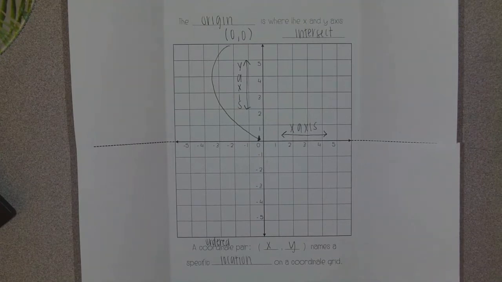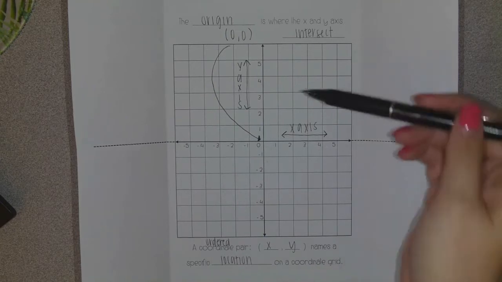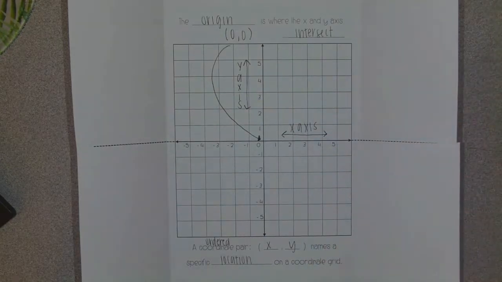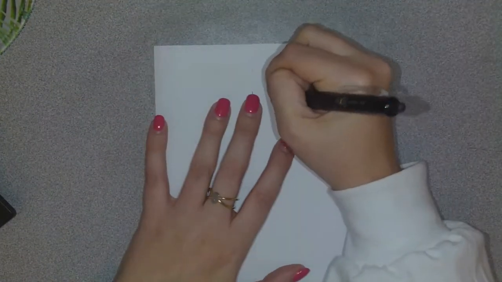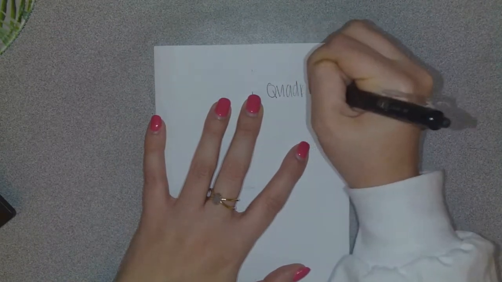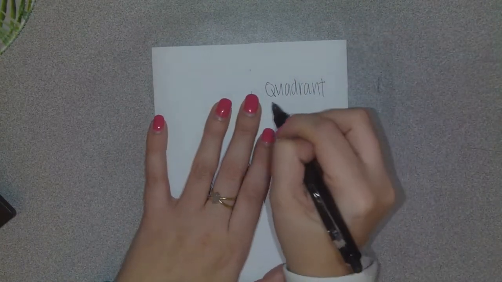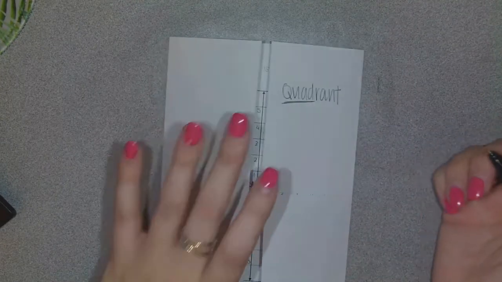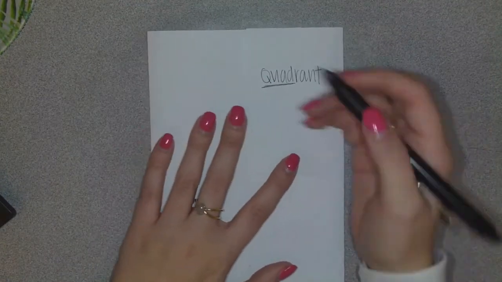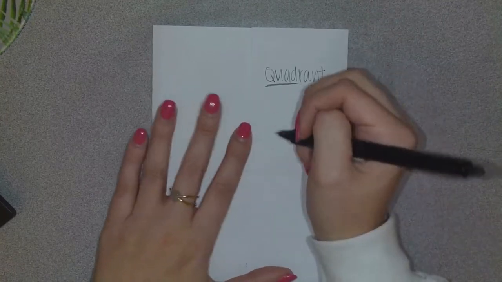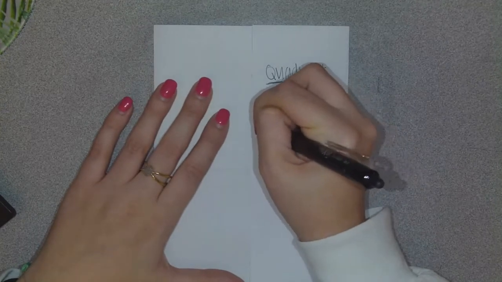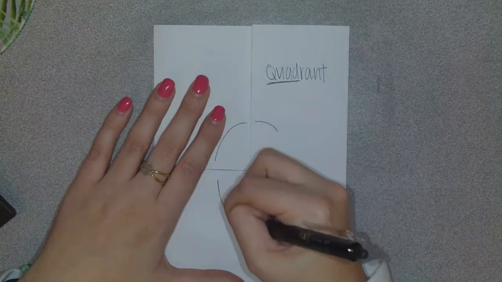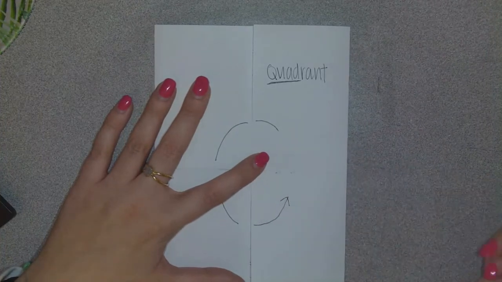Now, when we look at our coordinate grid, it's broken up into 4 different sections. So 1, 2, 3, 4. Those 4 different sections are what we call quadrants. So quadrant. Okay, so again, that prefix quad means 4. So again, 4 quadrants. So I always like to joke that it's easy to see the order of our quadrants because when we number them, we go counterclockwise and it ends up looking like the letter C.